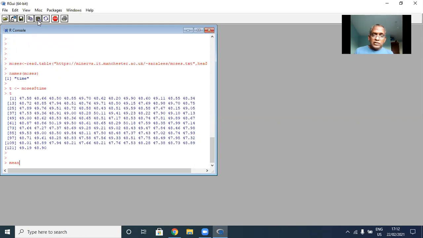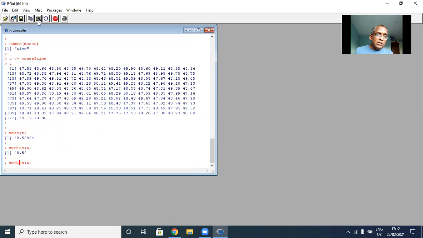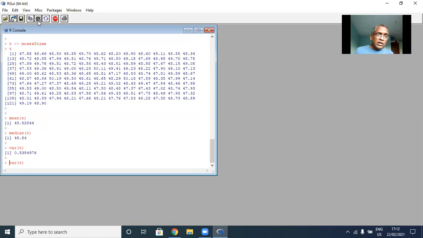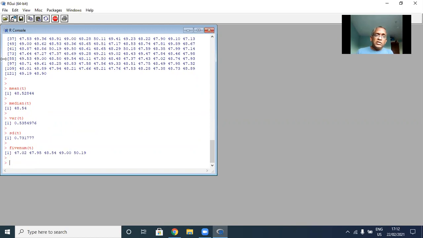Now, if you want to summarize this data, you can use the mean command to get the sample mean, this to get the sample median, this to get the variance, and this to get the standard deviation. And there's something called fivenum, which I will explain in a minute. This will produce 5 numbers. The first number is the minimum, the second is the first quartile, the third is the median, the fourth is the third quartile, and the last one is the maximum, right?